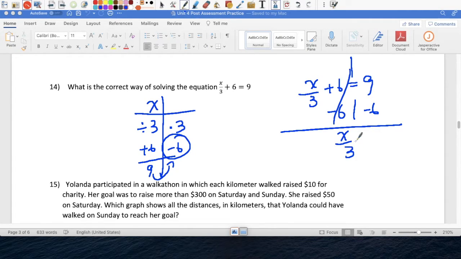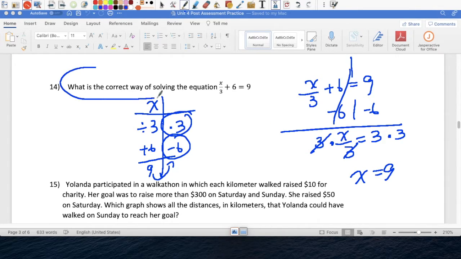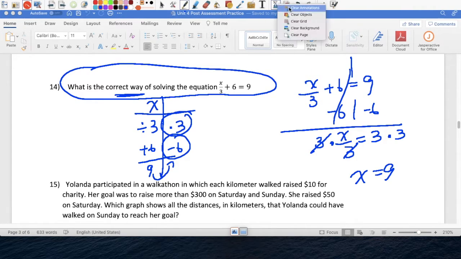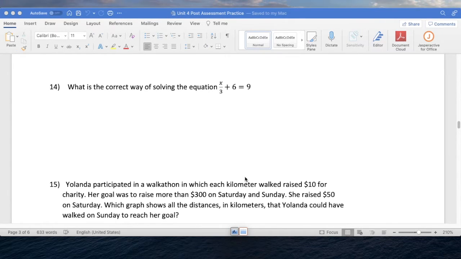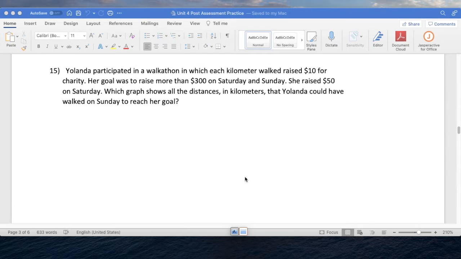x over 3. 9 minus 6 is 3. And then what do we do? Then we multiply times 3 here, times 3. These two go away because it simplifies to 1, and x equals 9. So they're asking what's the correct way. So careful. The first thing is minus 6, or subtract 6 from each side, and then multiply both sides by 3. Yeah, these word problems are going to be a little bit painful tomorrow.